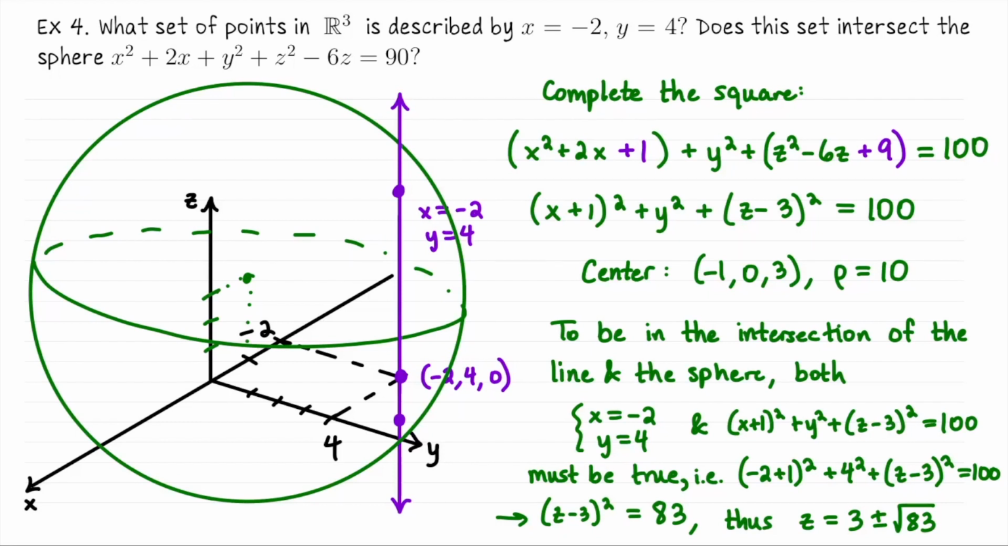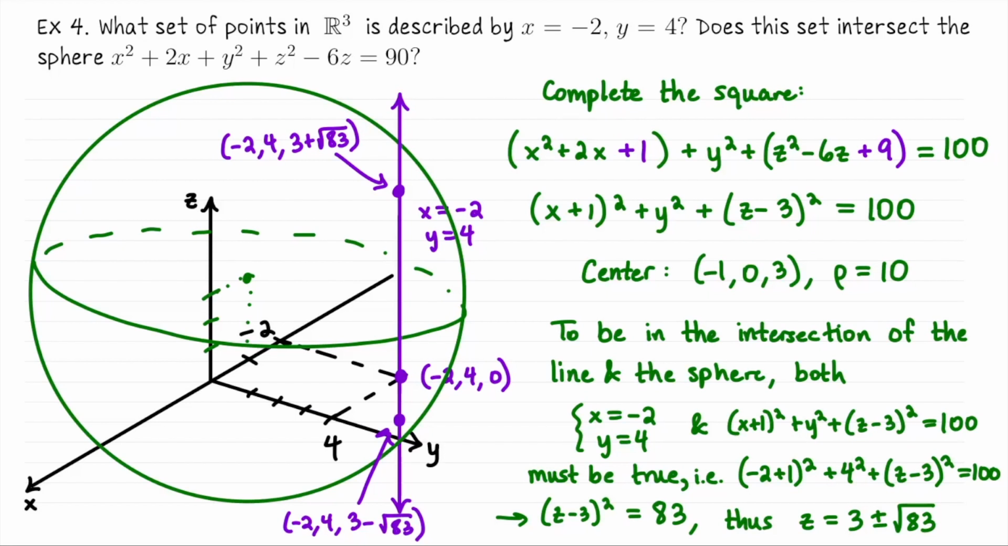Okay, so what that tells us is that this point on the top is the point (-2, 4, 3 plus the square root of 83), because that's the higher value of z, that's the positive value. Whereas this point on the bottom, that's going to be the point (-2, 4, 3 minus the square root of 83).